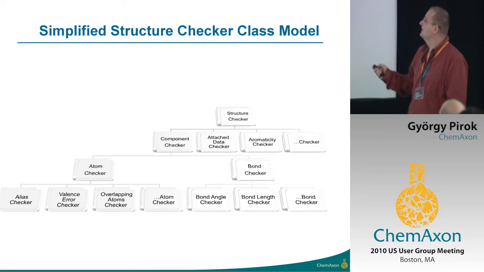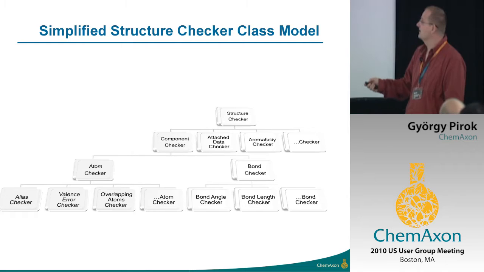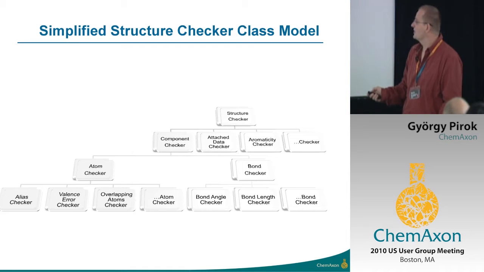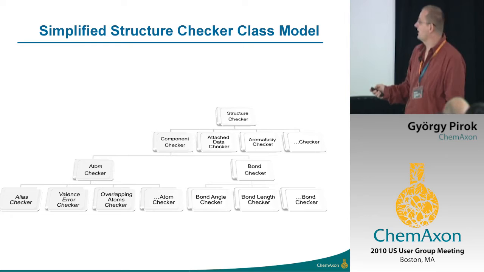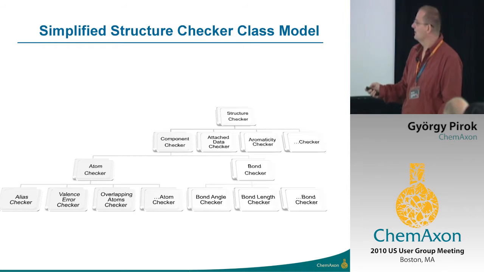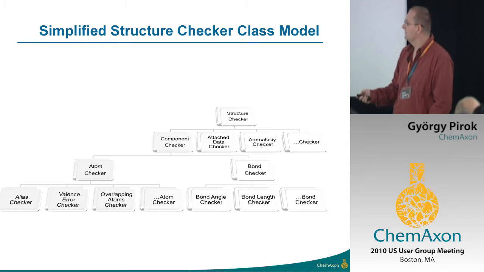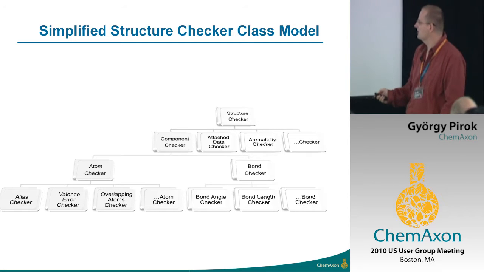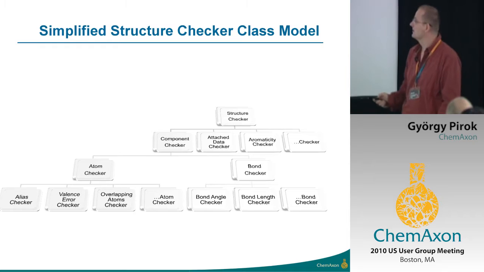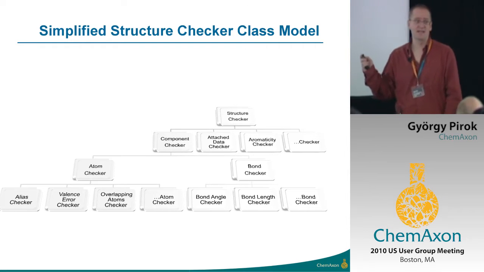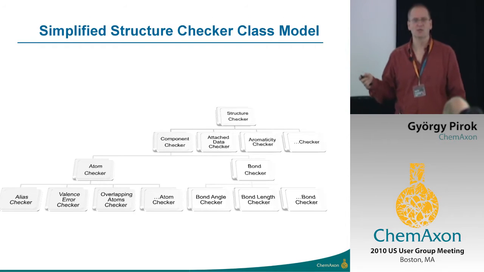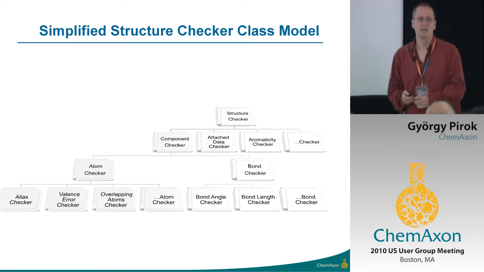This is about the class hierarchy. It's a simplified view. We have a structure checker interface and atom checkers, bond checkers, and others like aromaticity checker inherited from it. And then from these ones, some specific checkers like valence error checker, bond angle checker, and so on. This is an extensible framework. So you can add your own checkers.